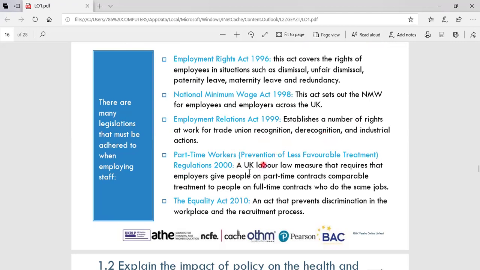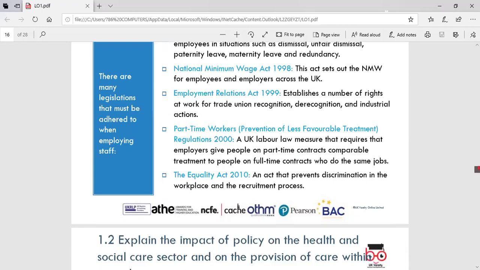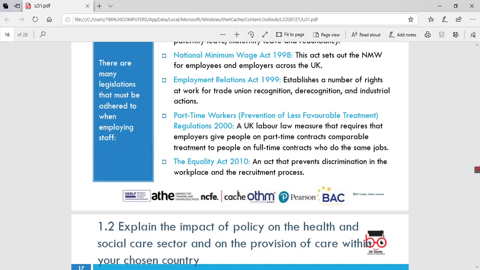You have the Part-time Workers Regulations 2000, a UK labor law measure that requires employers to give people on part-time contracts comparable treatment to people on full-time contracts who do the same job. So you're not going to give excess work to a part-timer working within your organization. You're going to give them work according to their contracts. A full-timer will obviously have more work to do. The Equality Act, an act that prevents discrimination in the workplace and the recruitment process.